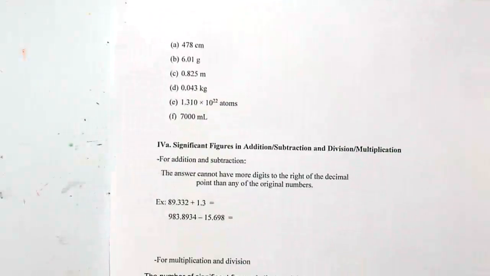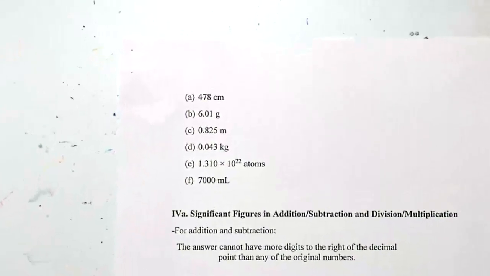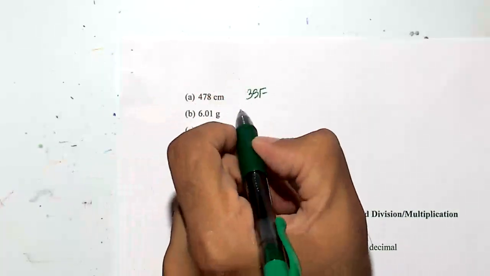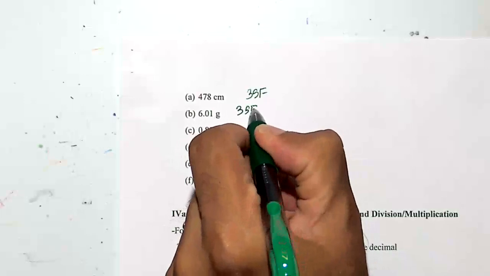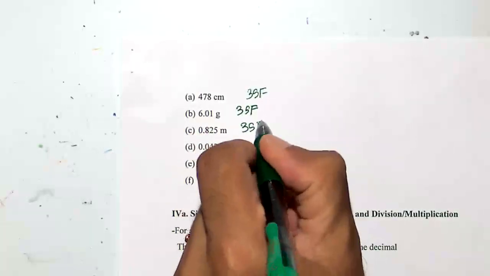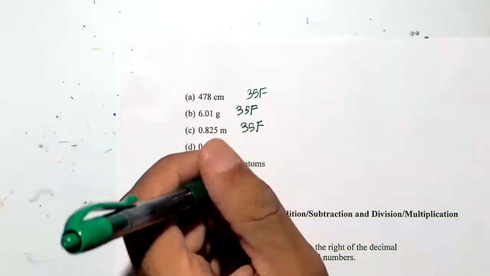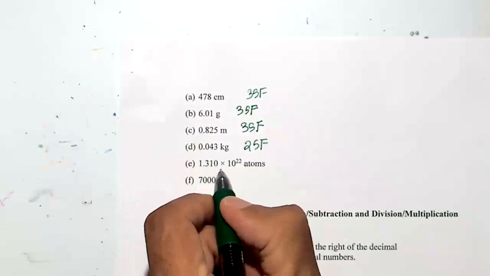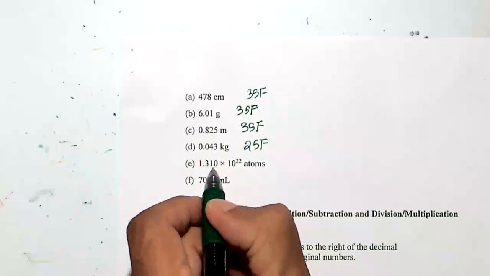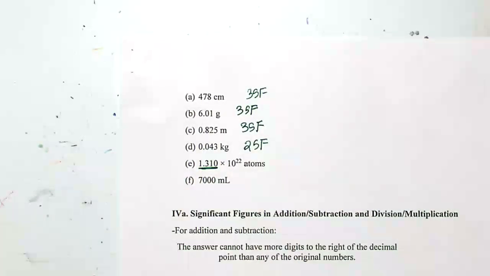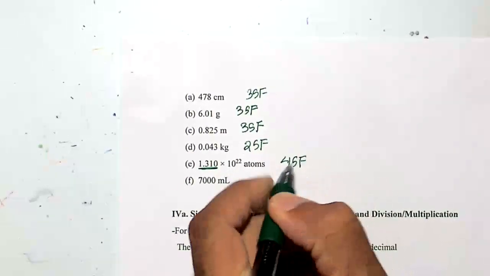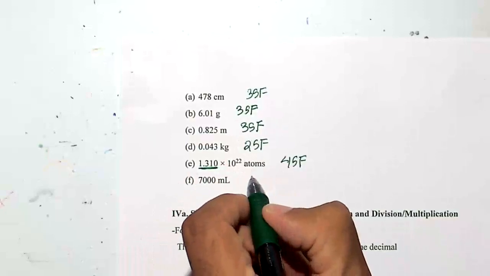Let's do some problems here. All right, how many sig figs are in 478 centimeters? Good. How many sig figs in this one? Good job. This one? A little bit confident here. How about this one? Nice job. For exponents, scientific notation, you're just going to count that. So how many digits are there? 4. And this one?